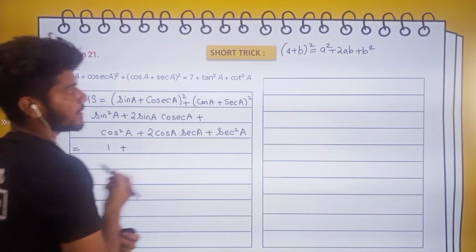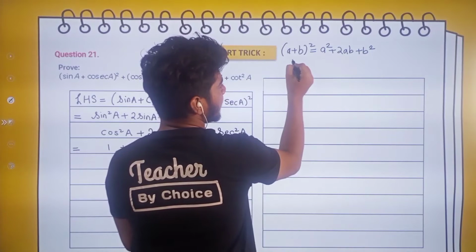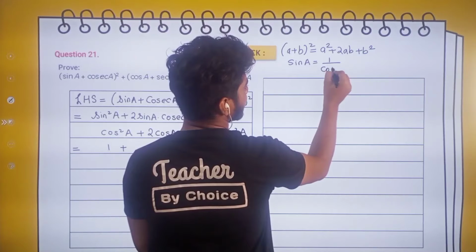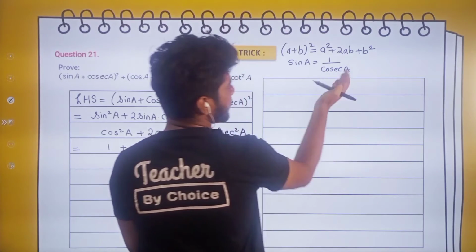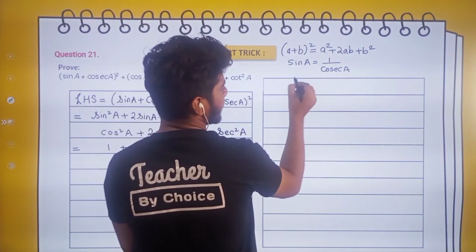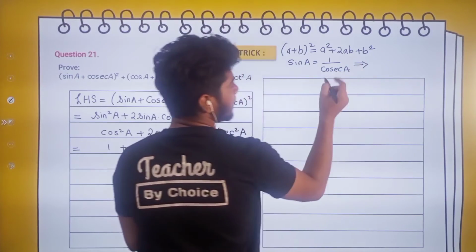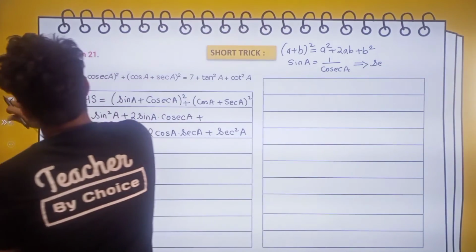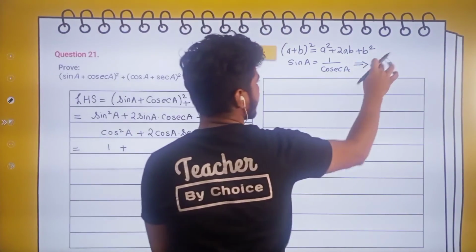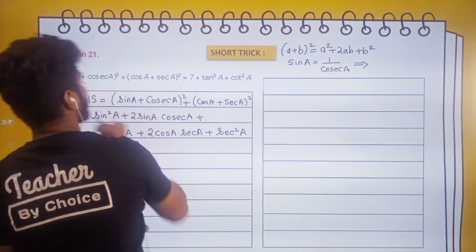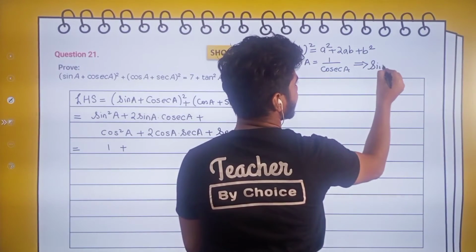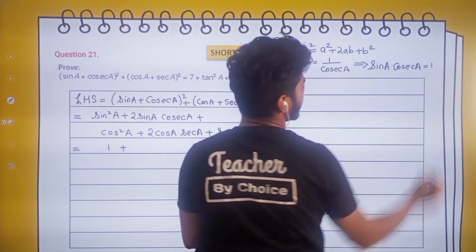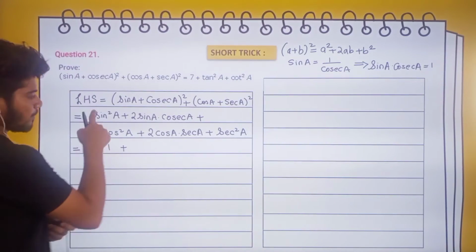What is 2 sin a into cosec a? I will tell you. Can I say sin a is equal to 1 by cosec a, right? So if I multiply sin a into cosec a, what will I get? 1. Sin a into cosec a is 1, right? I hope you are with me. Sin a into cosec a will be equal to 1. I hope you understood this first part.